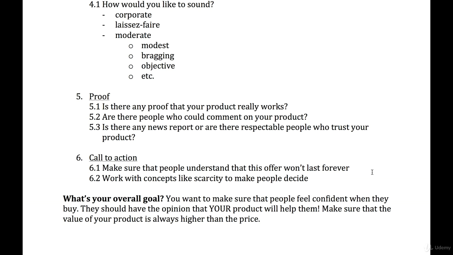Then number 6, call to action. 6.1, make sure that people understand that this offer won't last forever. It's always important that people have kind of that feeling, okay, if I don't buy this product, then I actually lose something. And if I don't buy now, this product could become more expensive and then I would be wasting money. So what we want to do is we want to work with concepts like scarcity to make people decide.